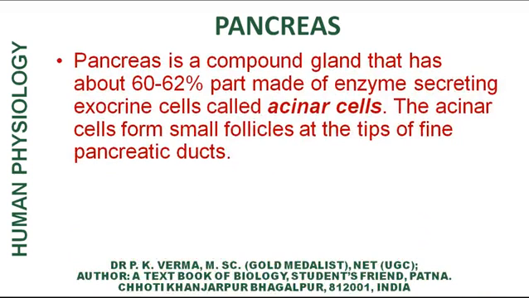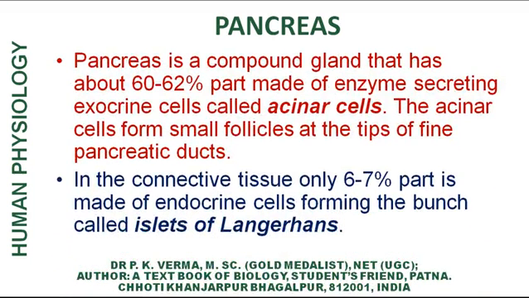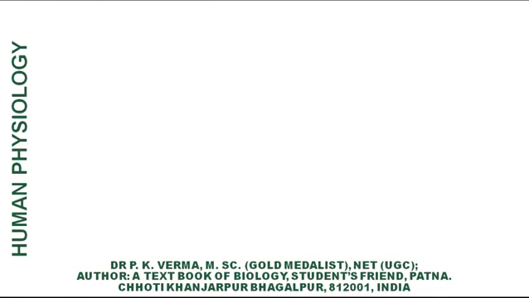Pancreas is a compound gland that has about 60 to 62% part made of enzyme-secreting exocrine cells known as acinar cells. The acinar cells form small follicles at the tip of fine pancreatic ducts. In the connective tissue, only 6 to 7% part is made of endocrine cells, forming the bunch called islets of Langerhans.